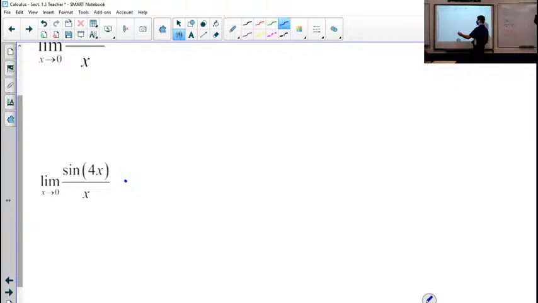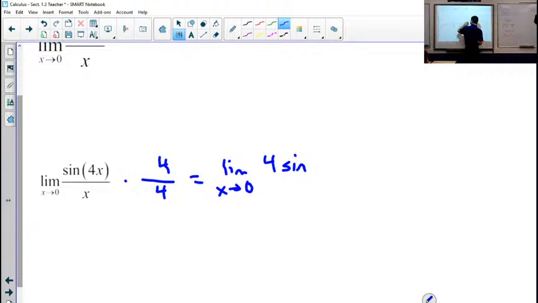So we're going to multiply on top and bottom. How do we make this 4x? What do we multiply by? 4. Multiply by 4 on top and bottom. Limit as x approaches 0 of, we've got 4 sine of 4x over 4x.